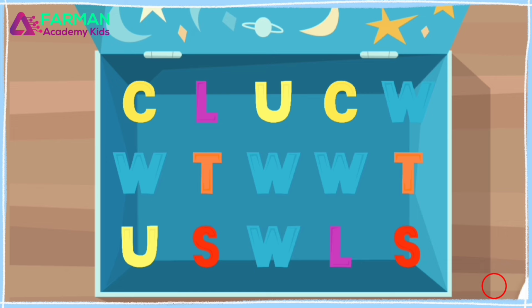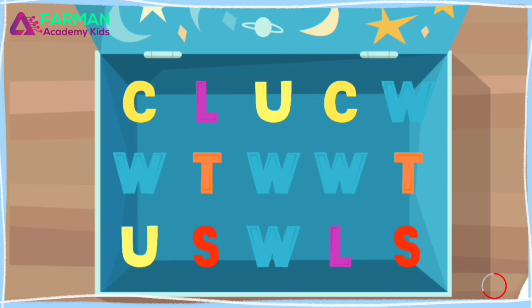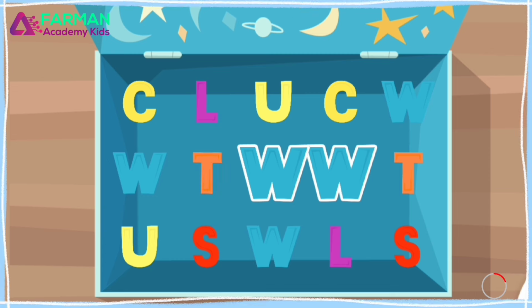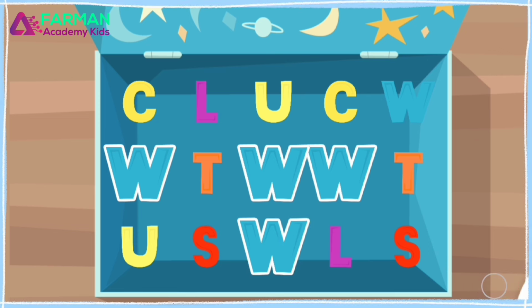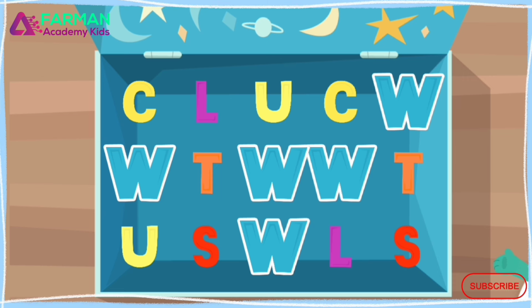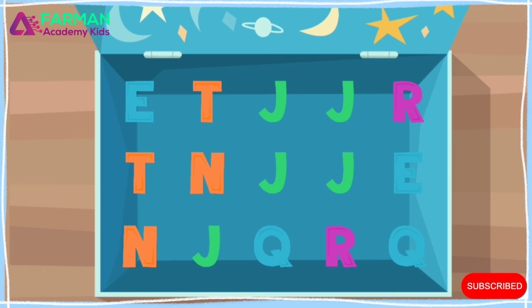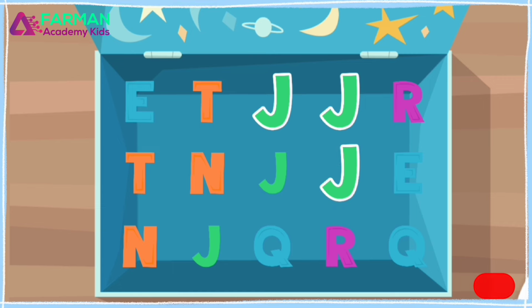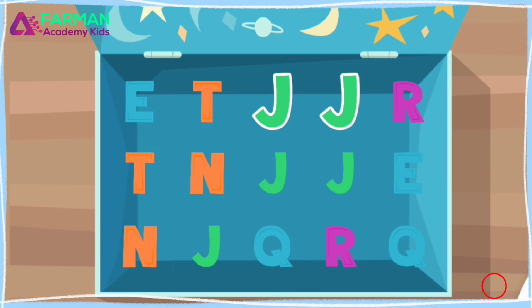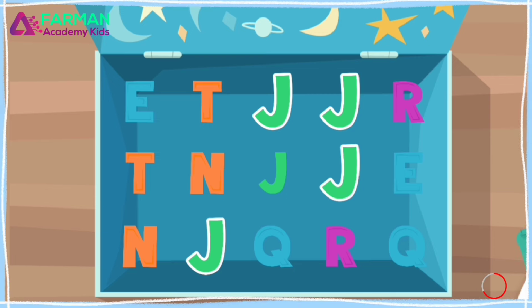Can you find the letter W? Tap them all. W, W, T. Oops! W. Can you find the letter W? W. You did it! You found them! Can you find the letter J? Tap them all. J, J, J, J. You did it! You found them!